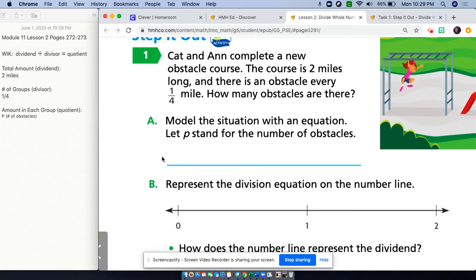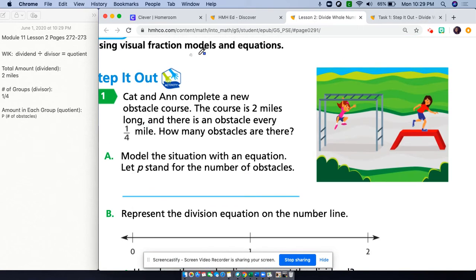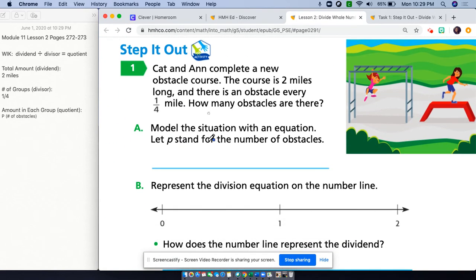All right. So now what they want us to do for Part A is they want me to go ahead and model the situation with an equation, okay? Just like our objective told us we're going to be doing. We're going to be working with equations and visual fraction models. So it wants me to model the situation with an equation. Let P stand for the number of obstacles.